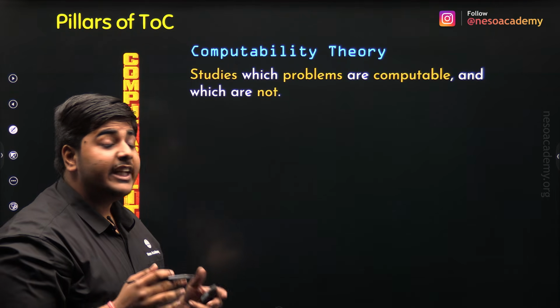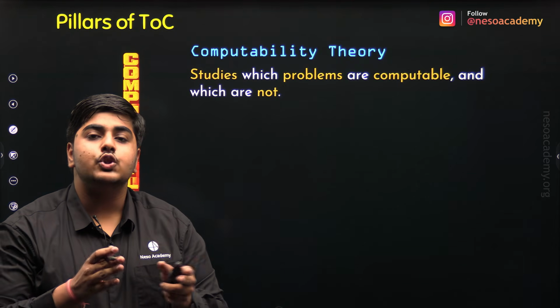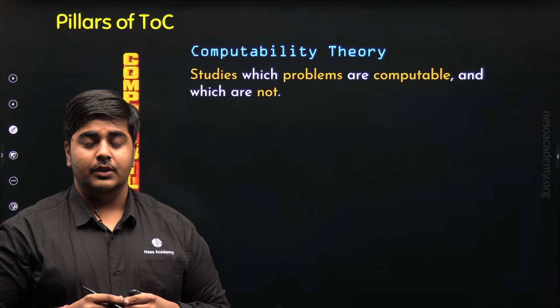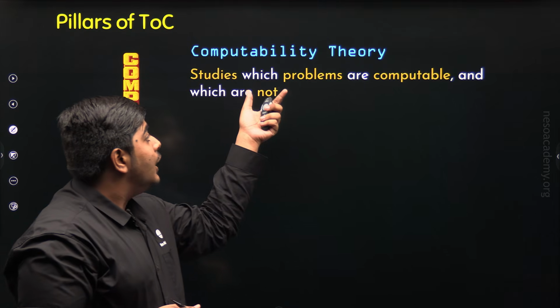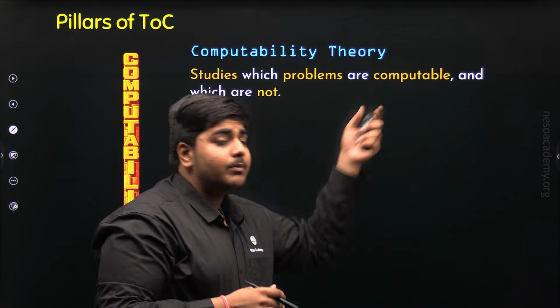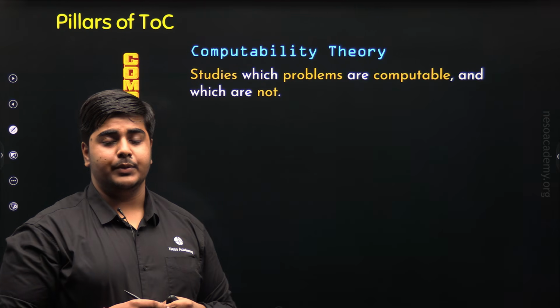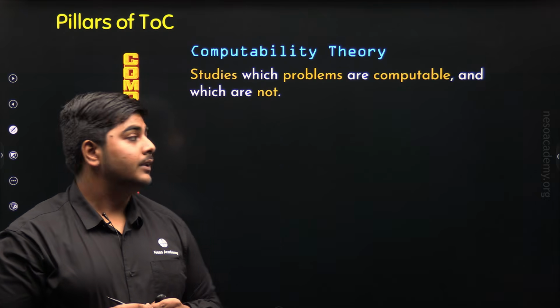Now, what is the meaning of the word computable? Computable means solvable, the problems that can be solved by computers. So, computability theory tells us which problems are solvable by computers and which problems are not solvable by computers. So, let's understand it with an example.